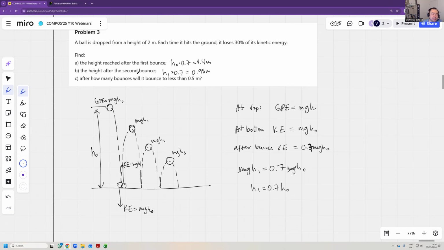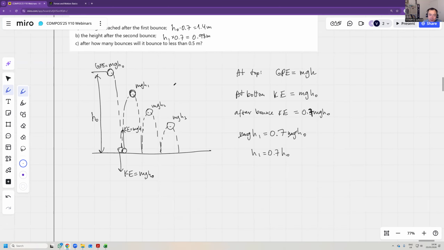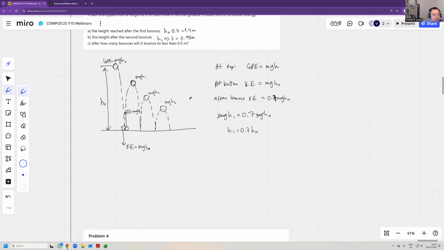How many bounces until it bounces to less than 0.5 meters? Well, this is a geometric sequence. We have 0.98 meters for the second bounce. First bounce, second, third. The first bounce is 1.4.